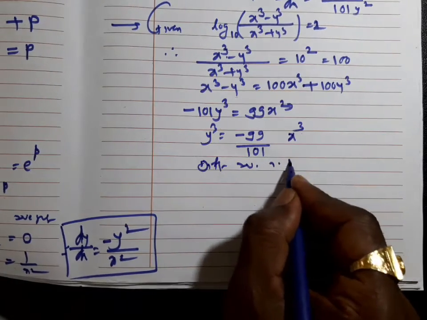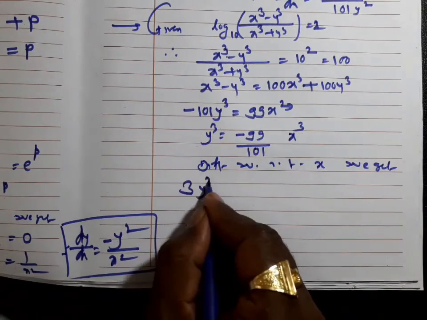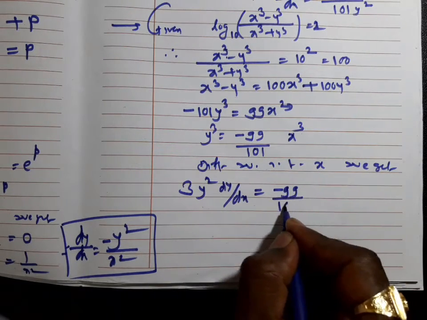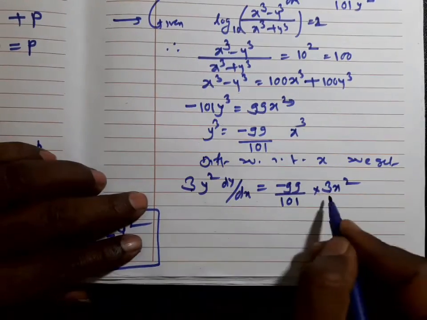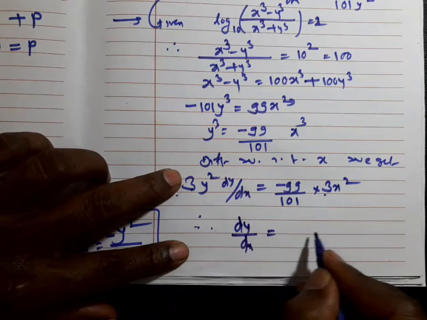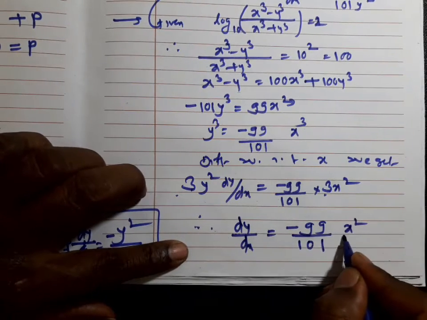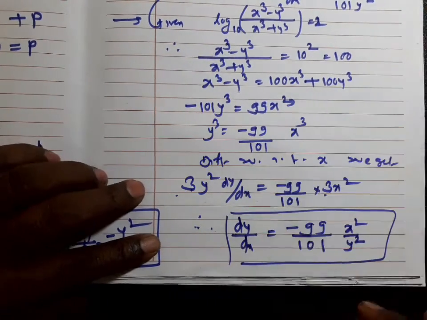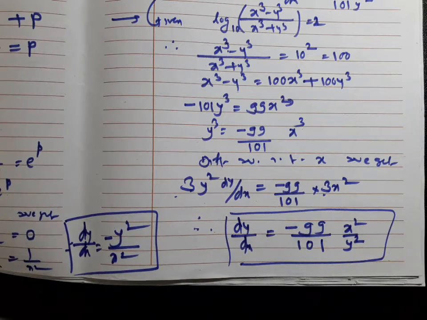Differentiate with respect to x, we get 3y square dy by dx equals minus 99 upon 101 into 3x square. Cancel 3 from both the sides and rearrange the terms. dy by dx is equal to minus 99 upon 101 x square upon y square, and this completes the example. So this type of examples we have to prepare for CET also.